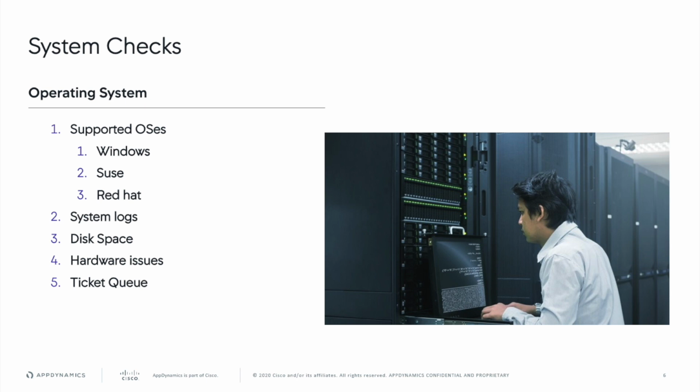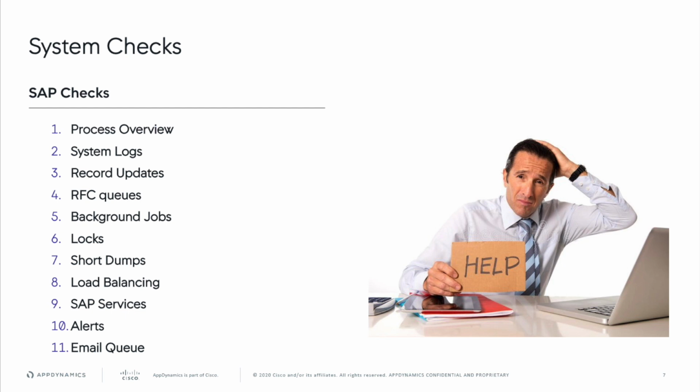So you'll move on to the operating system. There's only three that SAP supports. That's Windows, SUSE, and Red Hat. You'll need to check system logs in there. Disk space, again. Any hardware issues. And then ticket queue. Finally, you'll get into the SAP system itself.